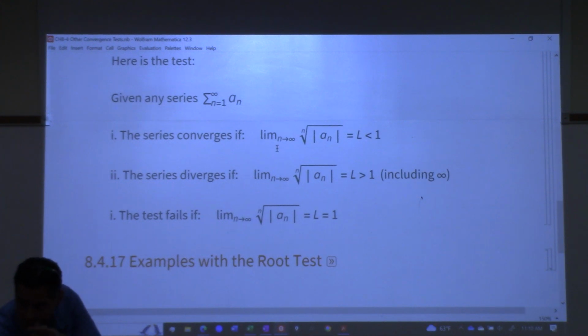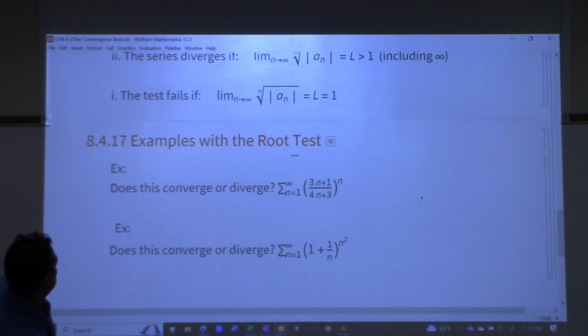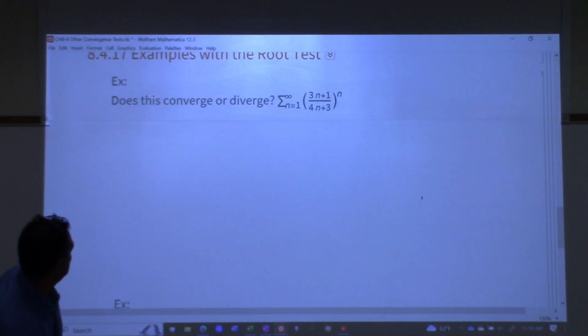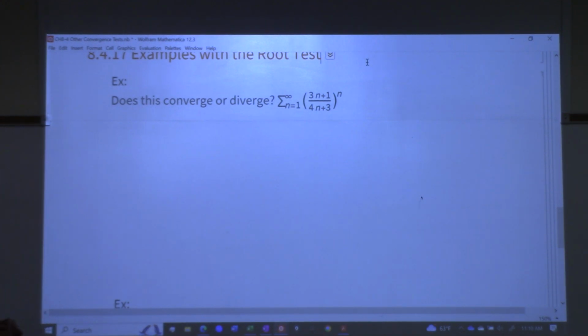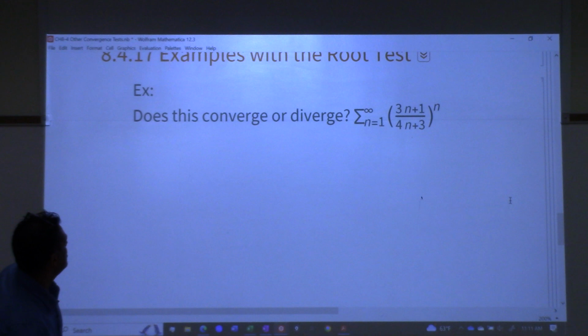This is on your sheet, where is it? Is it the last one, second to last one, third to last one? All right, there we go. Here's a series. Everyone see that all right? Does this converge or diverge?